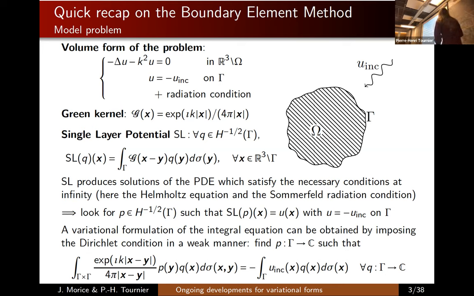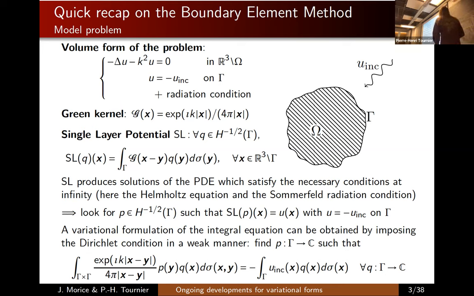And so the idea is that this equality, the Dirichlet boundary condition, I will apply variationally, so in a weak form. I will multiply it by a test function q, and I will integrate over gamma. And this yields this problem. On the right hand side, you see I just multiply by q and integrate on gamma. So this is my right hand side.